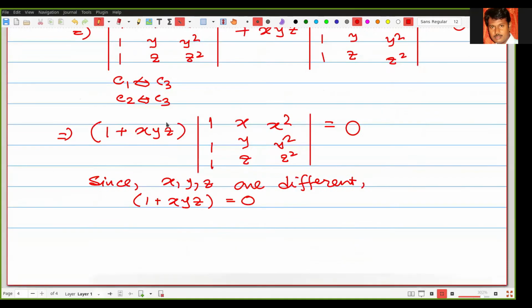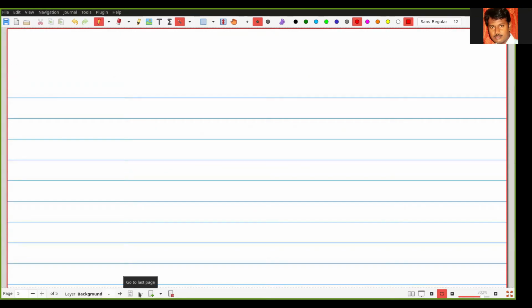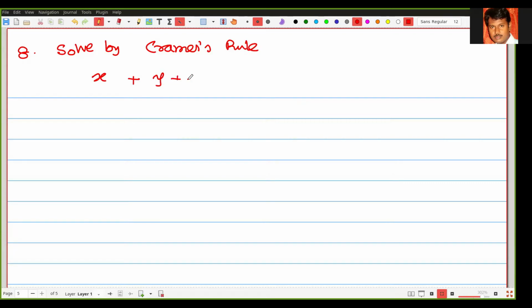Next problem. We have to solve the system of linear equations by Cramer's rule. The system of linear equations given is x plus y plus z equal to 3, 2y plus z is equal to 3, and z is equal to 1. Let's check what is the result here.